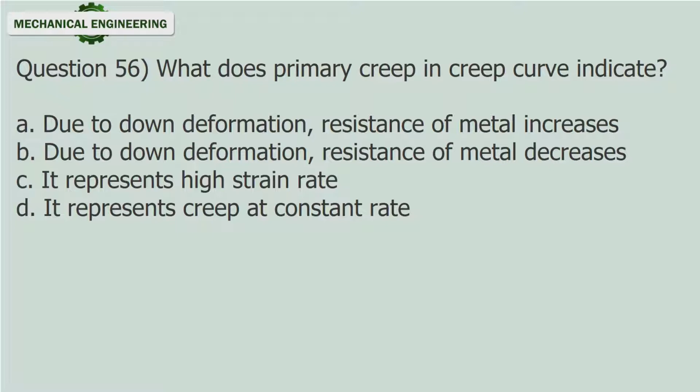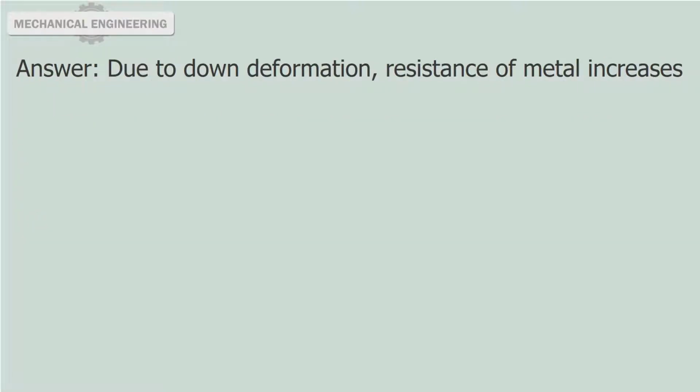Question 56. What does primary creep in the creep curve indicate? A. Due to down deformation, resistance of metal increases. B. Due to down deformation, resistance of metal decreases. C. It represents high strain rate. D. It represents creep at constant rate. Answer: due to down deformation, resistance of metal increases.